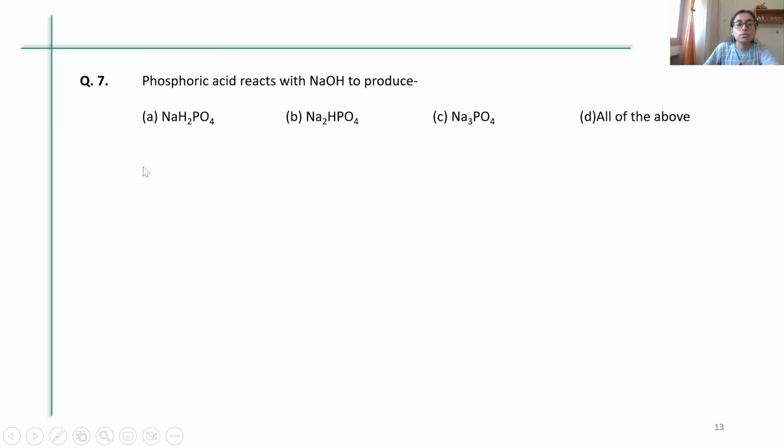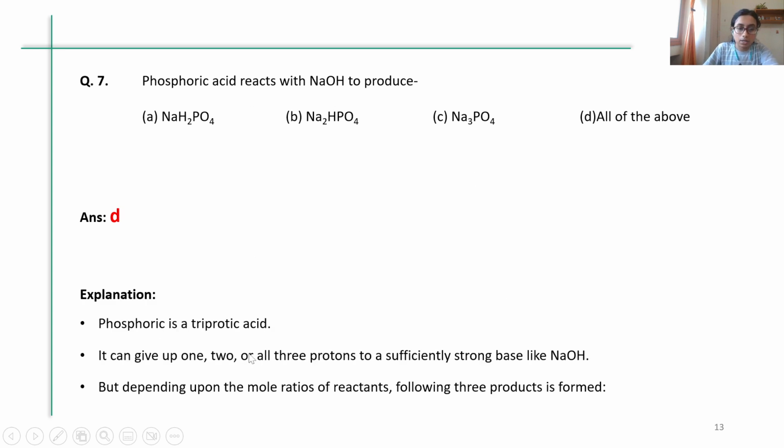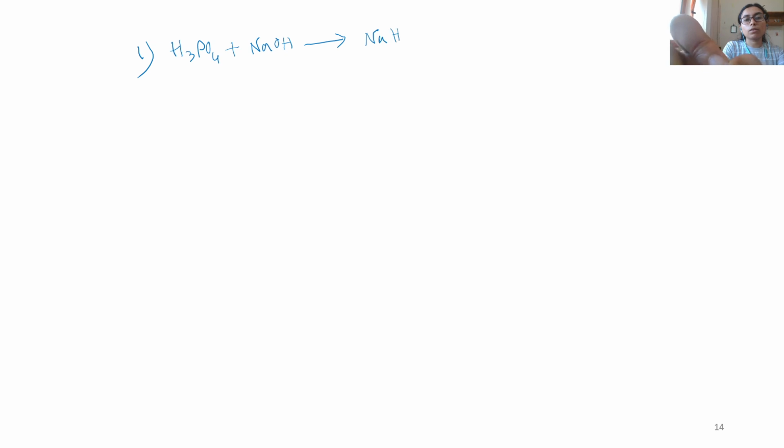Phosphoric acid reacts with NaOH to produce which compounds? So basically the option will be all of the above, because phosphoric acid is a triprotic acid. Depending on the moles of base we are reacting, the corresponding species we will get. It can give up 1, 2 or 3 protons to a sufficiently strong base like NaOH, but depending on the molar ratio of the reactants, the following products can be formed. Okay, like if we are reacting it with one mole of NaOH, then the product will be sodium dihydrogen phosphate along with water.